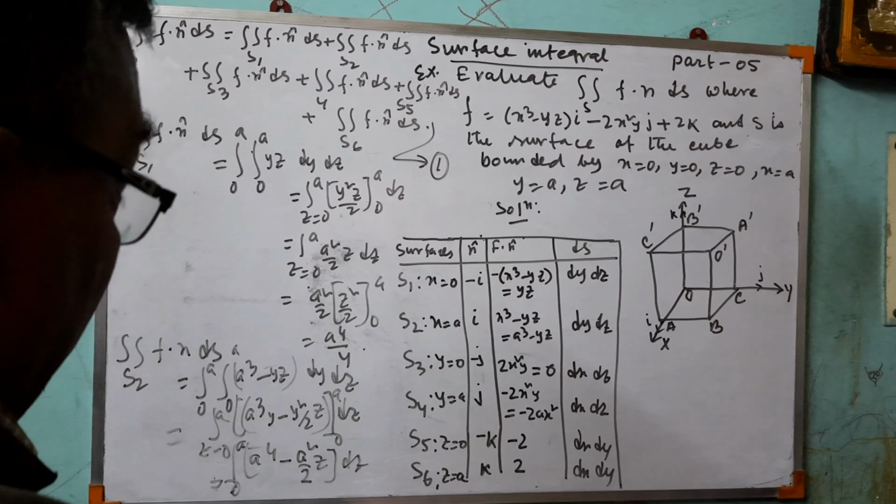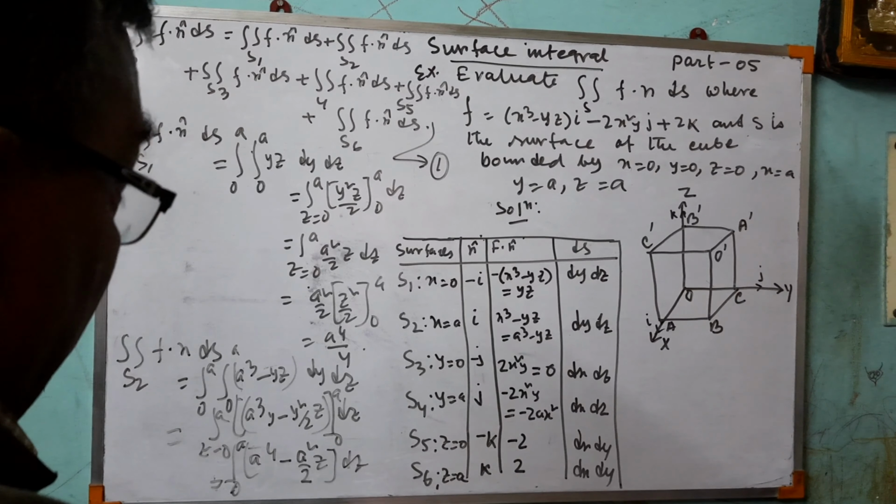So what I am doing here is putting the values one by one, S1 and S2. The S3 value is 0, I already told you. Now S4, S5, S6. What is the value? I am just putting it here. Therefore, integration, just follow me.